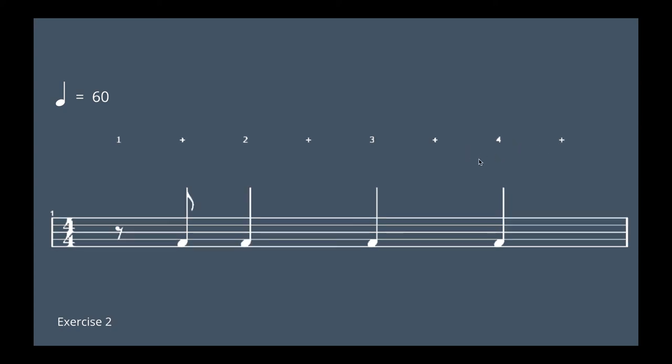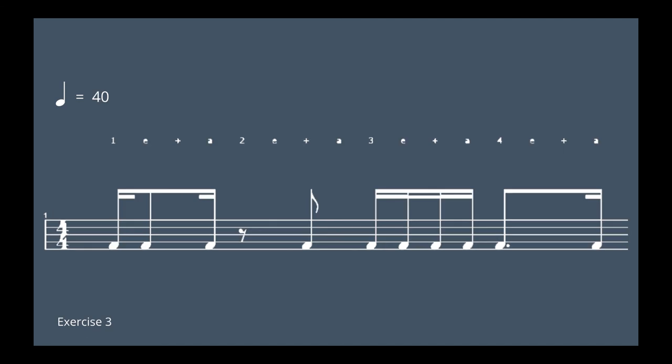All right, let's move to the next one. Again, 60, we're gonna count eighth notes. 1, 2, 3, 4, 1, 2, 3, 4, 1.